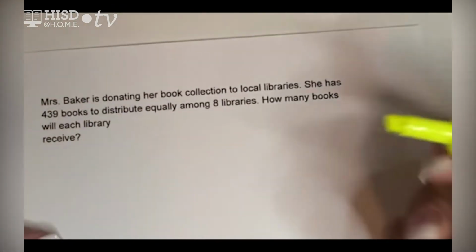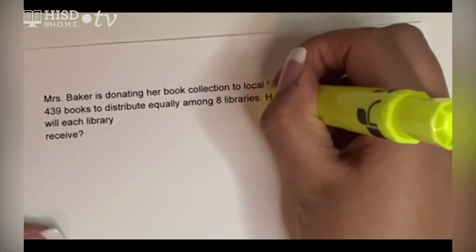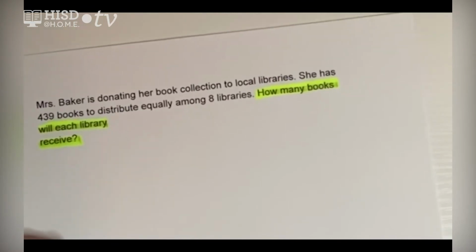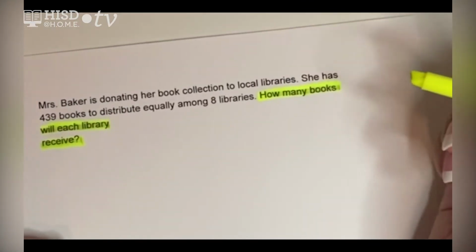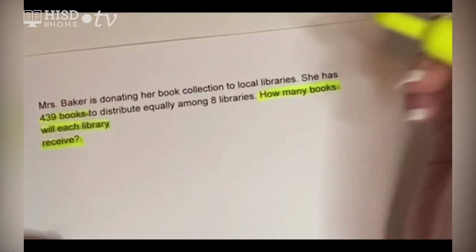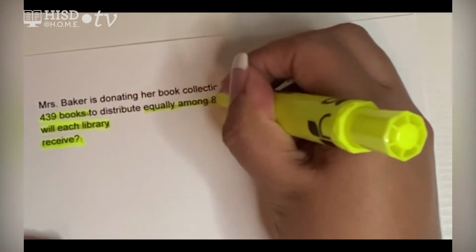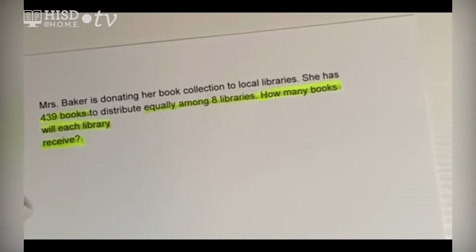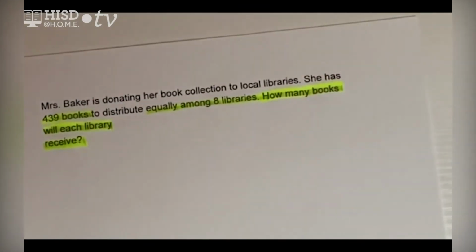So the first thing I'm going to highlight, guys, is the question. And I always like to highlight the question in word problems because the question tells us what we need to do. The next thing I'm going to do is I'm going to highlight the number values. So here I see 439 books, and I see equally amongst 8 libraries. So I can already tell that we are going to give 8 libraries 439 books, and they all have to have the equal amount.